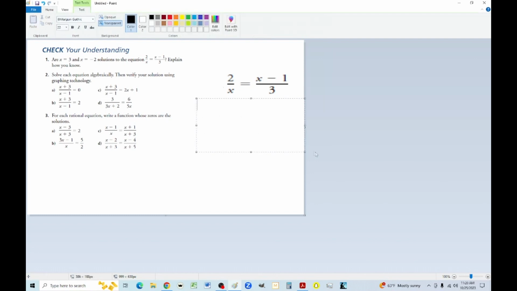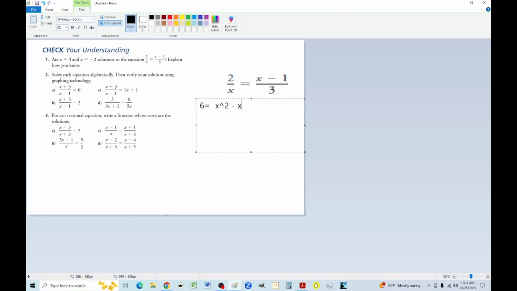So notice there's a 3 as a denominator and an x as a denominator, so we're going to multiply both sides by 3 and x. Of course, right here on the left side, 3 times x times 2 over x, these x's will cancel out, and you're left with 3 times 2, which is 6. On the right side, when I multiply by 3 times x, it's multiplying x minus 1 over 3. And in this case, the 3's cancel out, so you're left with x times x minus 1, which is x squared minus x.